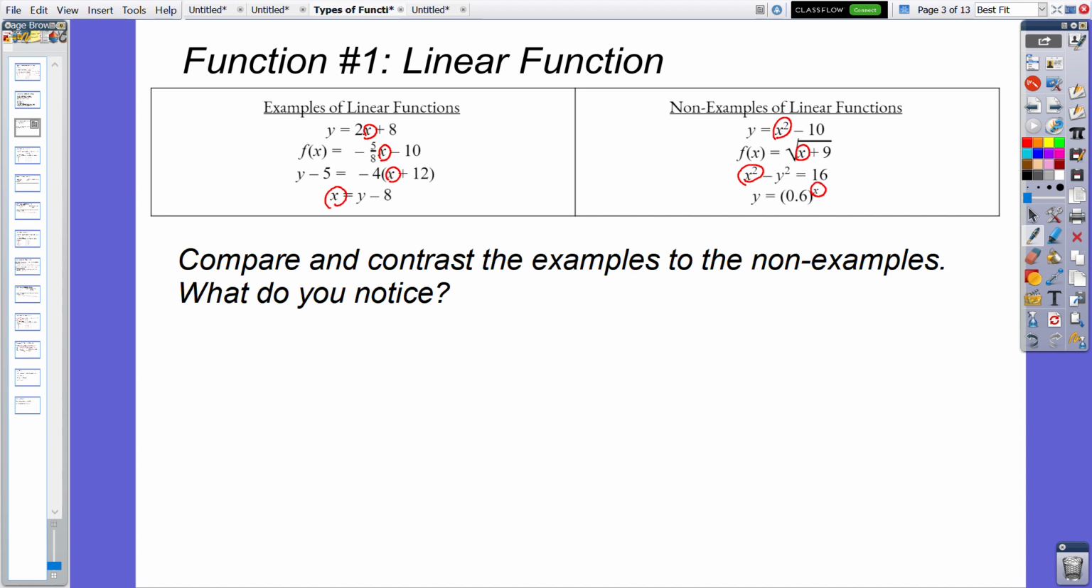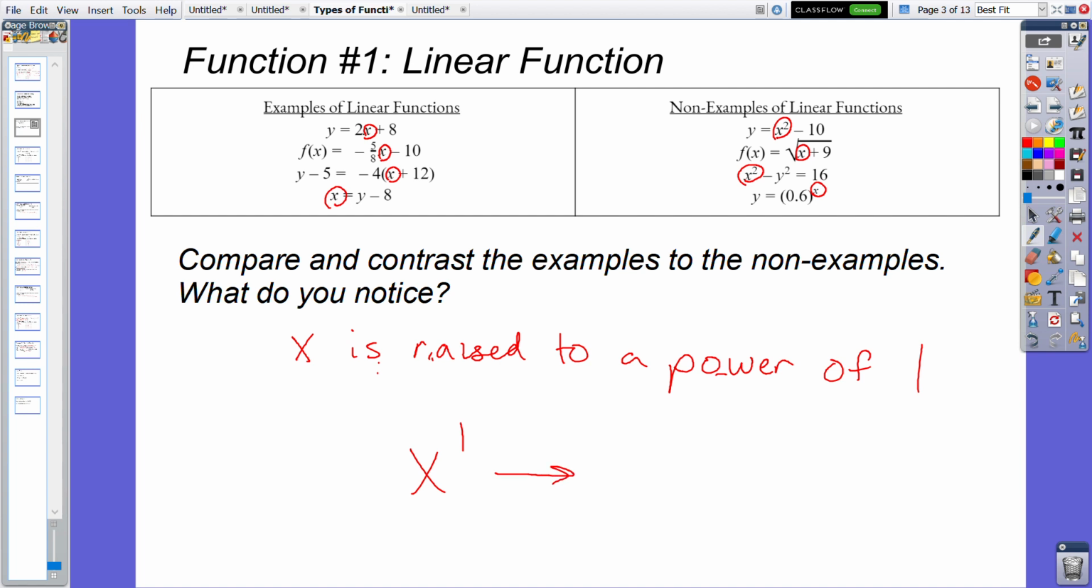Okay, what you should notice here is that x is kind of by itself, and more specifically, x is raised to a power of 1. Okay, what I mean by that is this. If we look at x being raised to the power of 1, we can just simplify this to mean that we have x by itself. That's what we see on the left group compared to the right group.